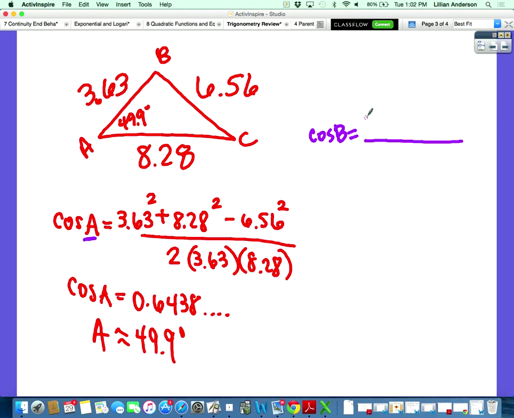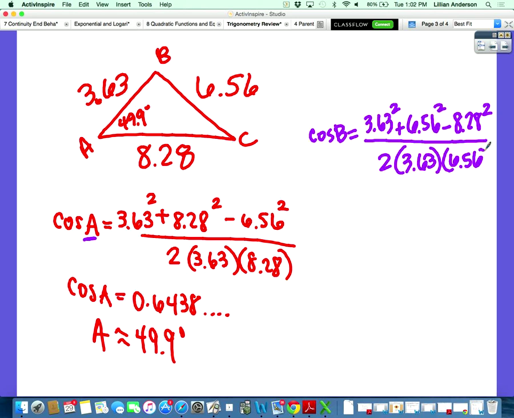I'm going to take 3.63 and I'm going to square it. I'm going to add the 6.56 and I'm going to square it. I'm subtracting the side opposite of the angle I'm looking for. That's how you should have set up to find angle B. Okay? So I do that in my calculator. So for cosine B, I got negative 0.2592 and some change. So when I take the inverse, B is about 105, rounding to 3 significant figures.